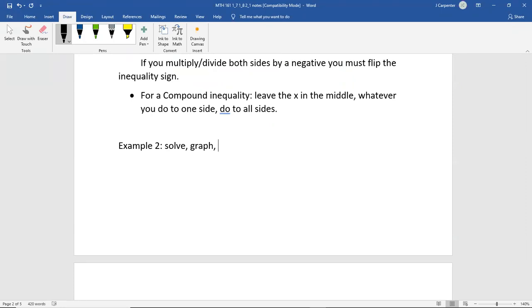Solve, graph and put in interval notation. Abbreviating there. Solve, graph and put in interval notation. So I want all three types of solutions. I may only ask you for the interval notation. You may only be asked for the graph, but I want us to get used to doing all of them. A, we're going to have 3x plus 5 is greater than or equal to 8x plus 40.